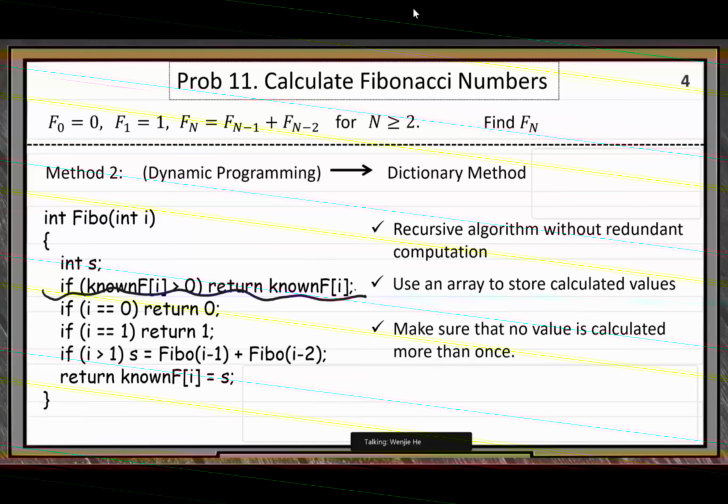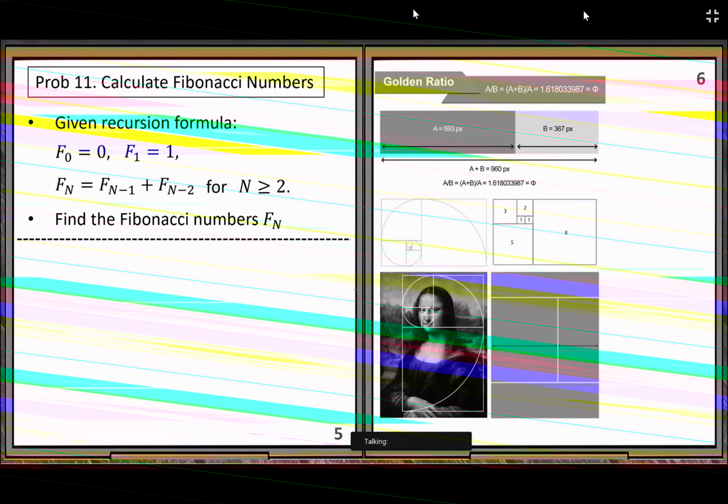Why are the Fibonacci numbers closely related to the golden ratio? Very interesting. For the golden ratio, later I will talk about the definition, how to define the golden ratio, and why it is this number. But first, the Fibonacci numbers have a lot of good properties.